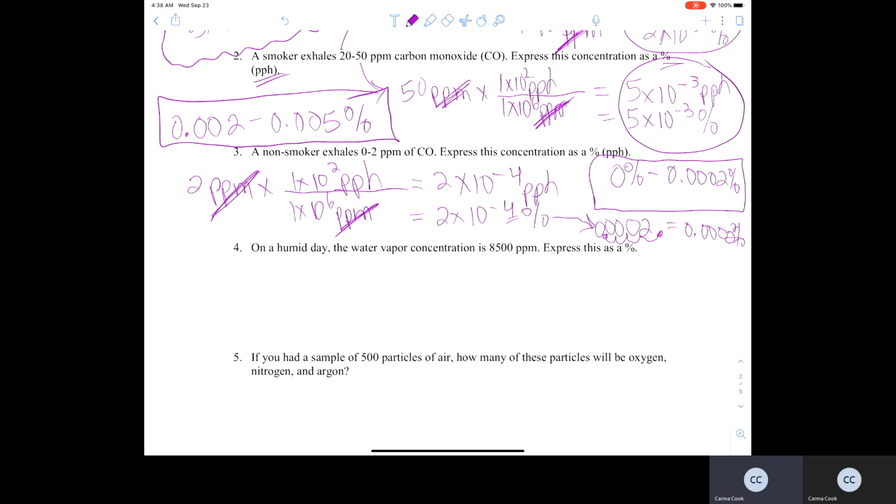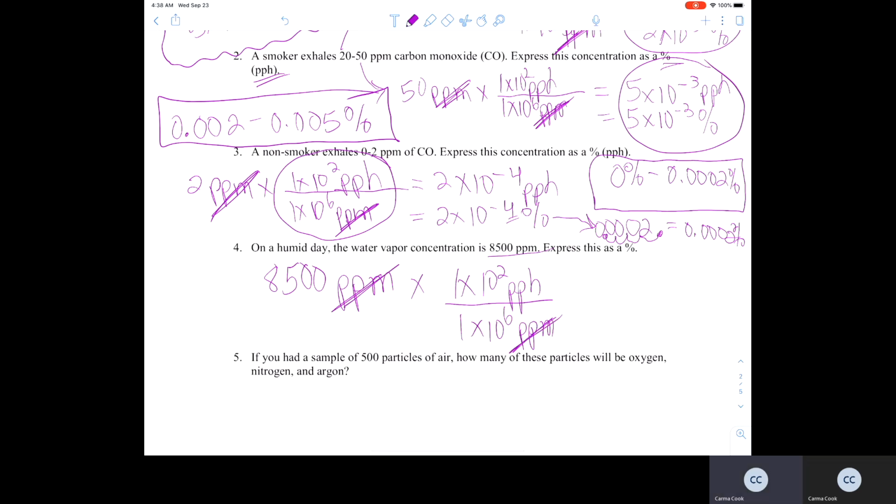On a humid day, water vapor concentration in the air is 8,500 parts per million. Convert this to a percent. We're going to, again, use the same conversion factor that we used in problems 2 and 3. The parts per million canceled. You get 0.85 parts per 100. Which is the same as 0.85%.